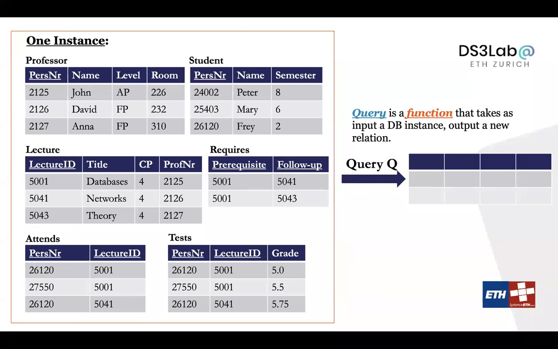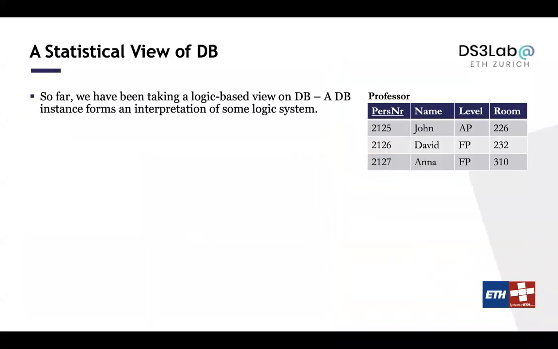So where does this come from? So far, when we are thinking about a database, we actually take a pretty logical view of it. We talked about the close connection between a SQL query and relational algebra and relational calculus, which underneath the cover is essentially trying to find a finite model for a first order logic formula. When we think about the database, we are thinking about it as an instance that forms an interpretation of some logic system. So that's a very abstract way to say it.